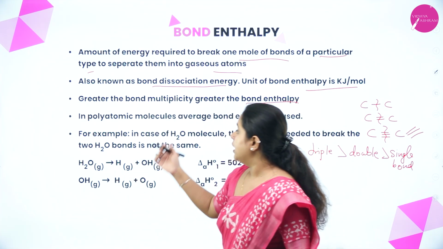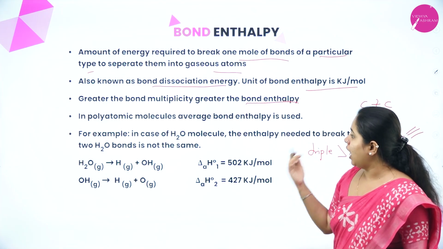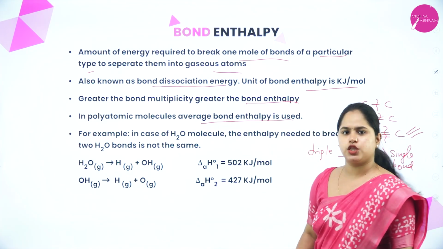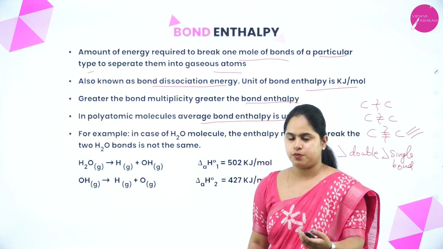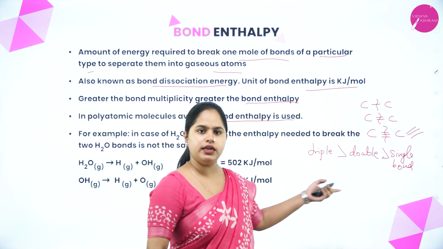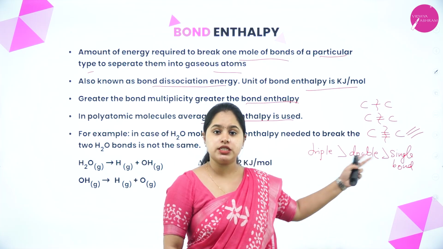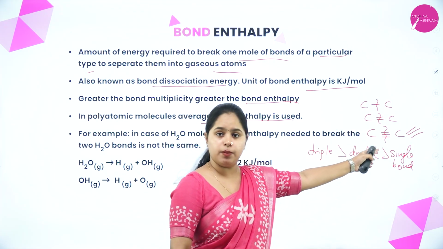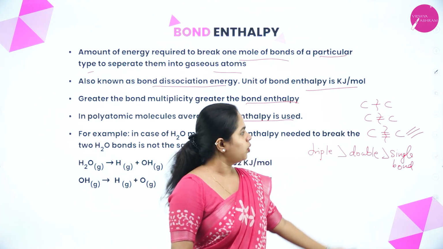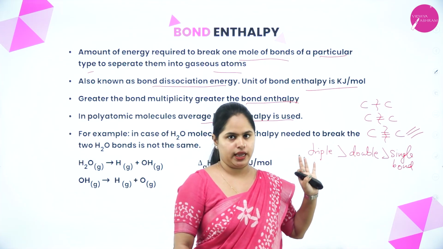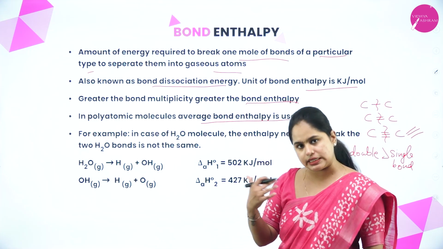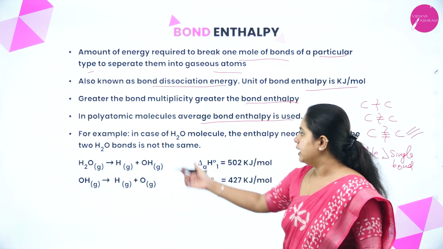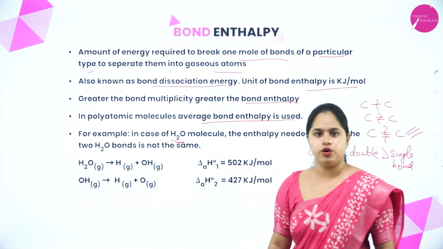Now, in polyatomic molecules, average bond enthalpy is used. What are polyatomic molecules? More than one atom is present. In this case, it is only one type of atom, carbon and carbon, bonded by triple or double or single bond, so they will have a fixed bond enthalpy. But in the case of polyatomic molecules, how do you calculate? Let's take an example and understand this. In case of water molecule, we are going to consider.